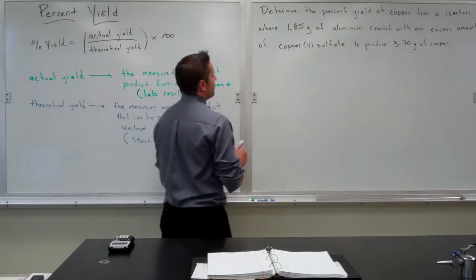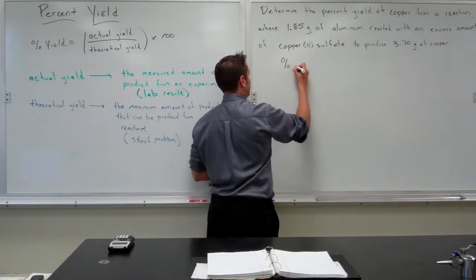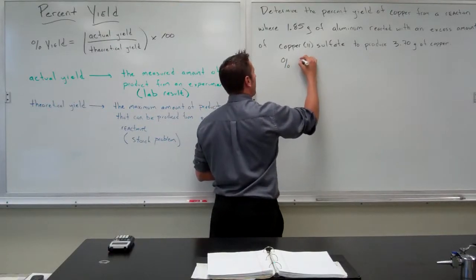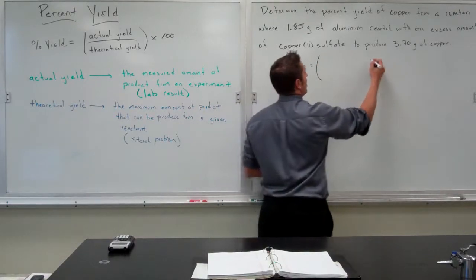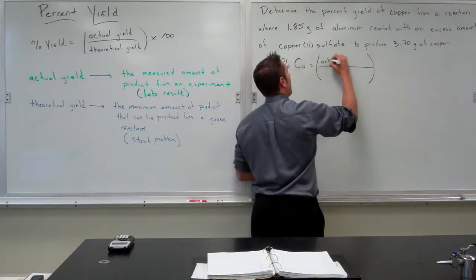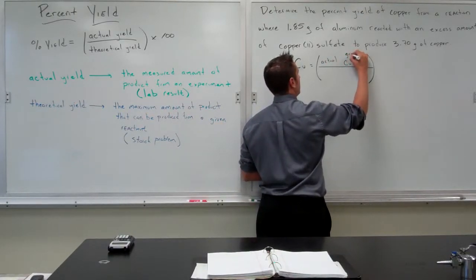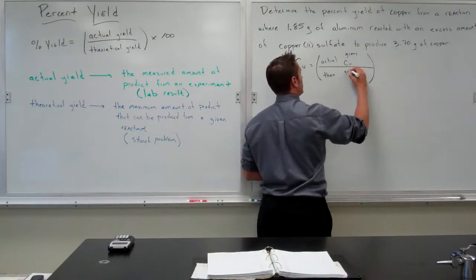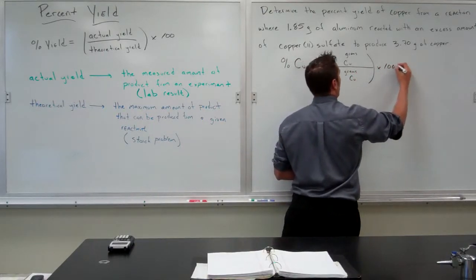As soon as I see it's a percent yield problem, I jump immediately to my percent yield equation. And if I'm looking for the percent yield of copper, I need the percent of copper. The percent of copper is going to be the actual amount of Cu over the theoretical amount of Cu times 100.